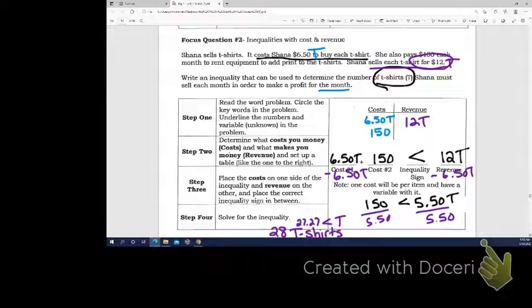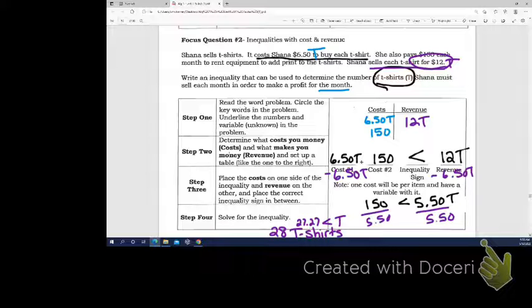So they're basically making $5.50 on every t-shirt, but they have to pay the rent. So the first 28 t-shirts is mostly just going to pay the rent. So it wouldn't be till they sold that 28th shirt that they finally would have made just a little bit of money beyond what it takes to pay the bills.